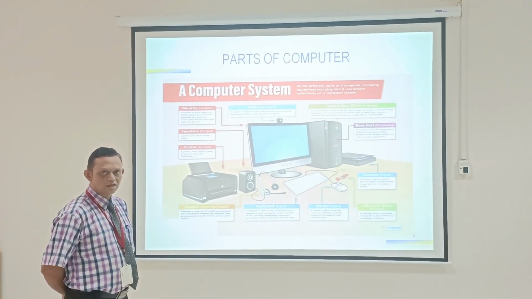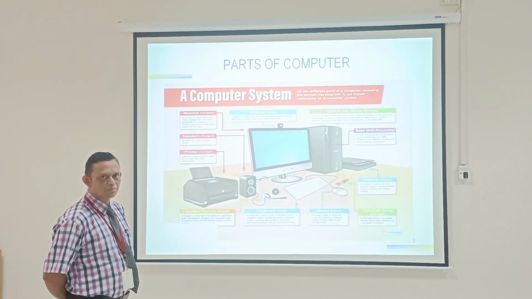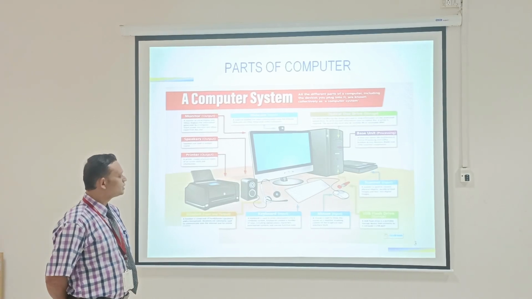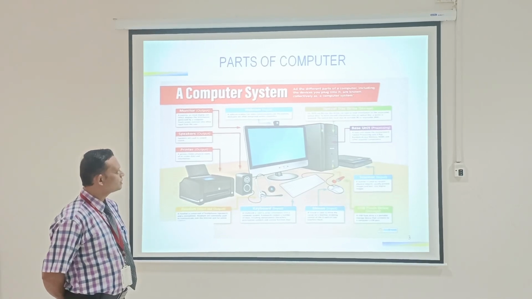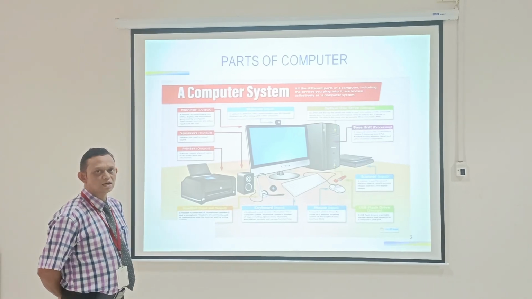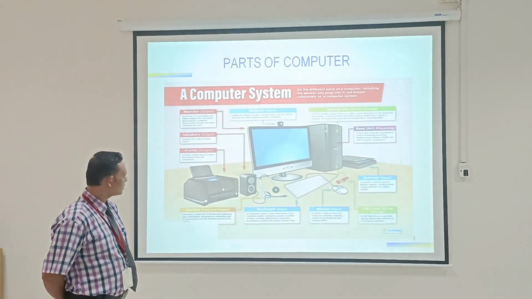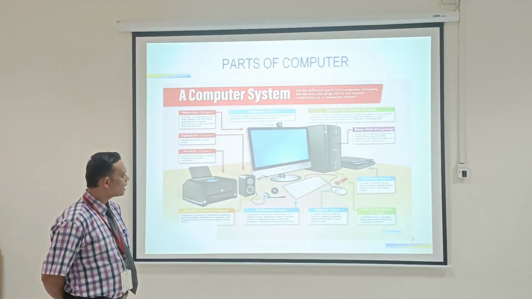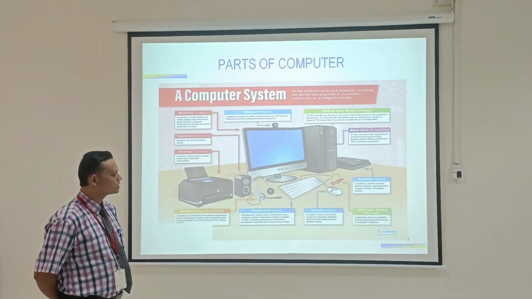Everyone is aware of the computer nowadays. This is the slide showing the components or parts of the computer. In that you could see there is a screen and there is a CPU. Normally, technically we call it the base unit or central processing unit. Apart from that, there is a printer, a scanner, a keyboard, a mouse, and for storage purposes we are using a pen drive.